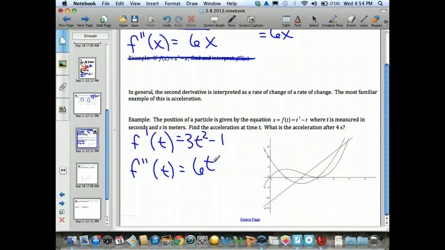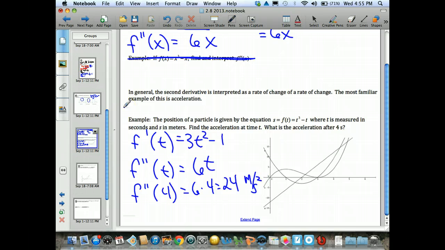So that's the acceleration function. So after 4 seconds, well, that's the second derivative, which is acceleration of 4. So that's 6 times 4, which, whoops, got a little ahead of myself there. That's 6 times 4, which is 24. And then the units there would be meters per second squared, okay?